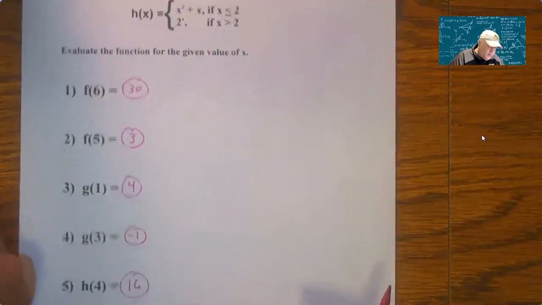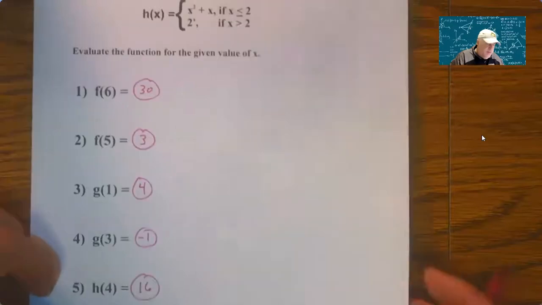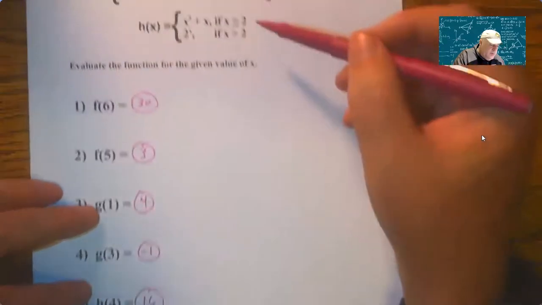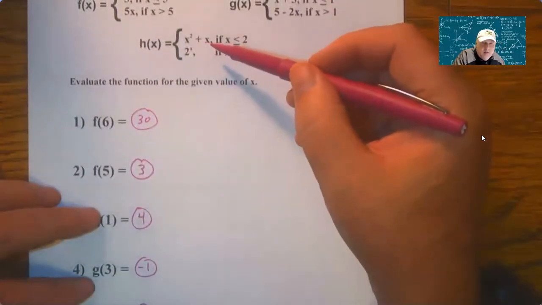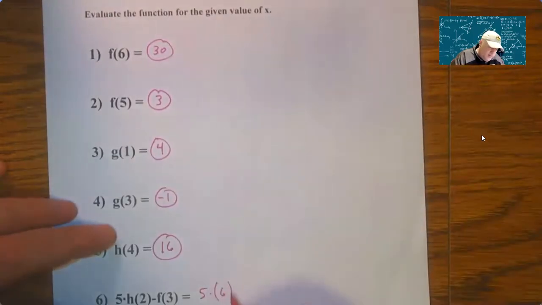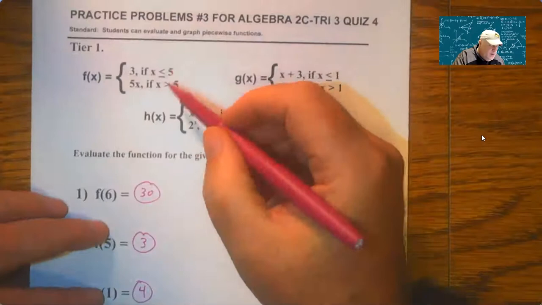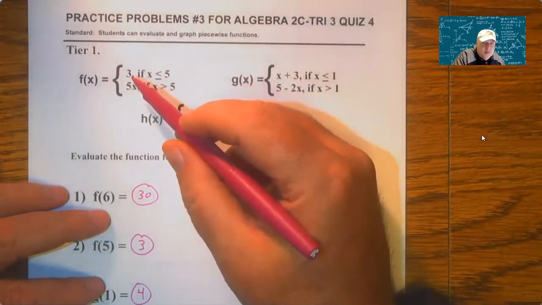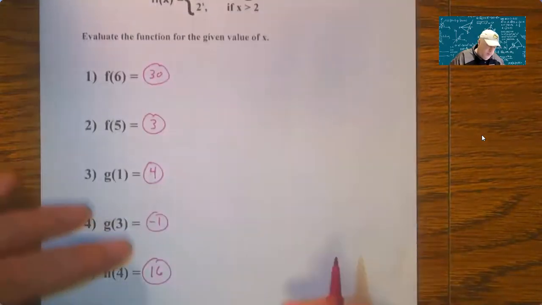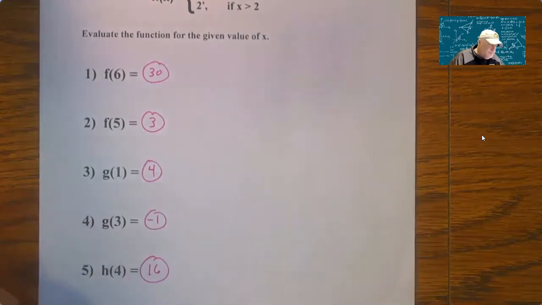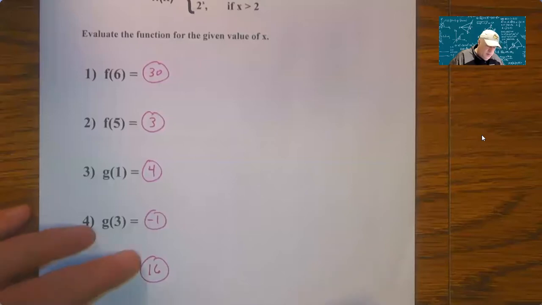Again, we had one that was similar to that before. So here I just put a statement on the bottom. 5 times h of 2. So h of 2 would be 2 squared plus 2. So that's 4 plus 2, which is 6. So 5 times 6 minus f of 3. So f of 3, you pick the top one. 3 is less than or equal to 5. Substitute 3 in for x. You can't do it, so it's just a 3. So that's 30 minus 3, which is 27.